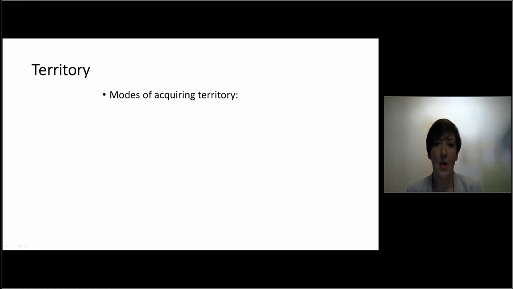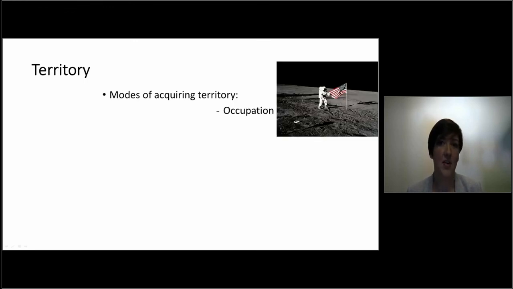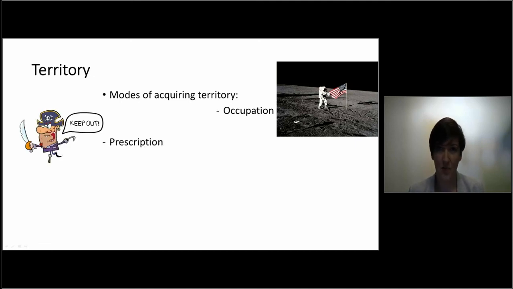Then finally, the acquisition of territory. So how do states get their territory? Well, this can be done in the very old-fashioned way of occupation. Occupation was the idea that a state could just go to another territory, and if it belonged to no one, it can just claim it as theirs. The fact that usually there was already a population living there was sort of ignored.